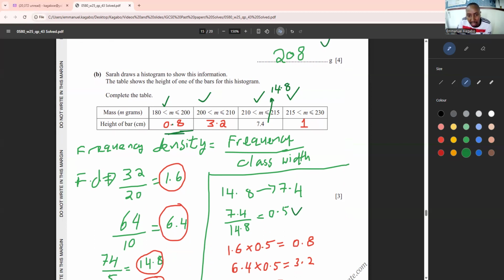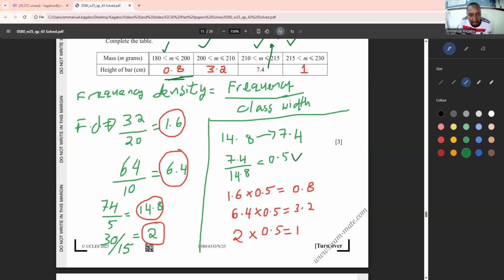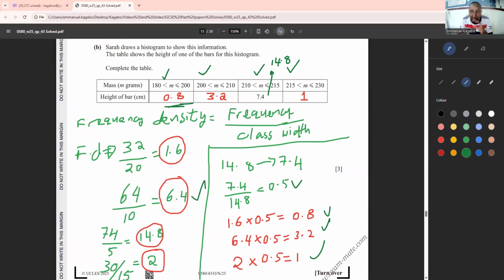Frequency density 1.6 times 0.5 gives you that. Then you multiply here. The frequency density, the next one, times 0.5. Work out. And these are the heights corresponding to the histogram. So whenever it's a very common question in the exam, you first get your frequency density as usual, and then you compare the heights given, and then you do your calculation. After getting your frequency density, get the frequency density times the representation of 1 unit, which is 0.5. And I got that one by using this and this, because that's what was given.